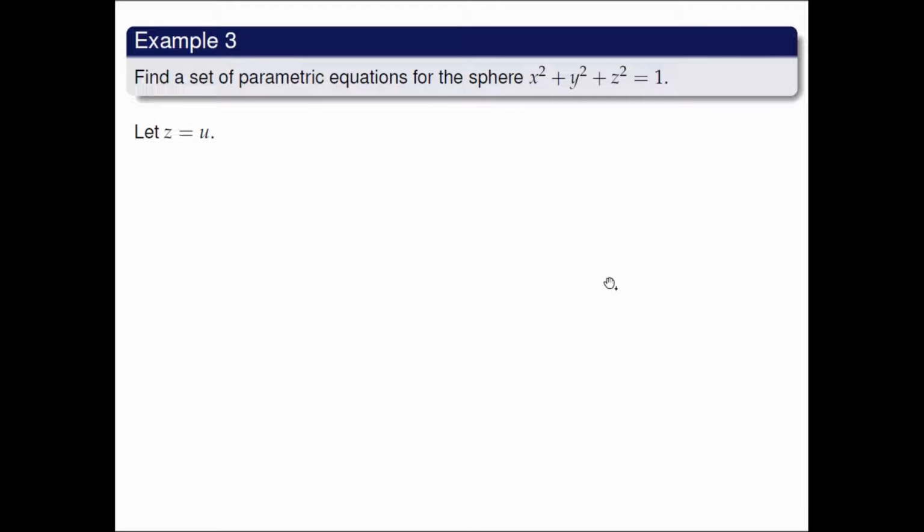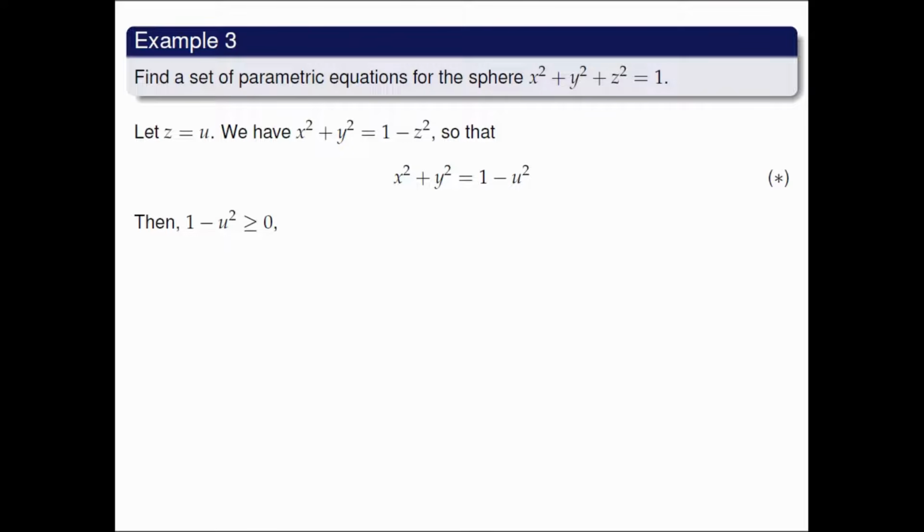From the equation of the surface, we get x squared plus y squared equals 1 minus z squared. Since z equals u, we get x squared plus y squared equals 1 minus u squared. Observe that x squared plus y squared is greater than or equal to 0 since yung x squared saka yung y squared hindi pwedeng mag-negative. So that 1 minus u squared is greater than or equal to 0.